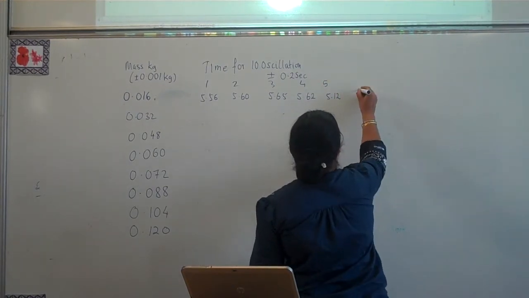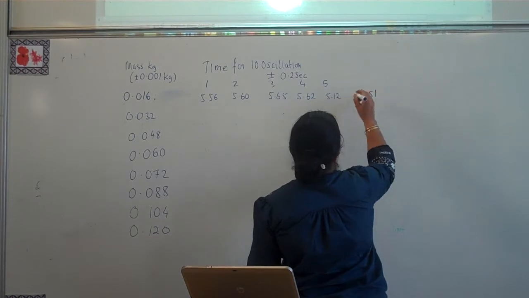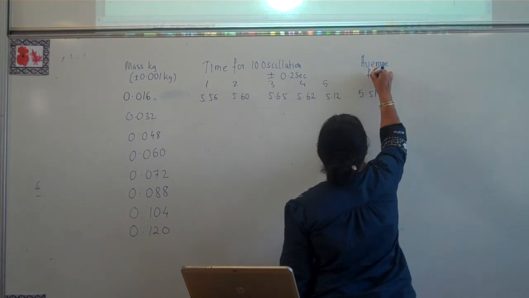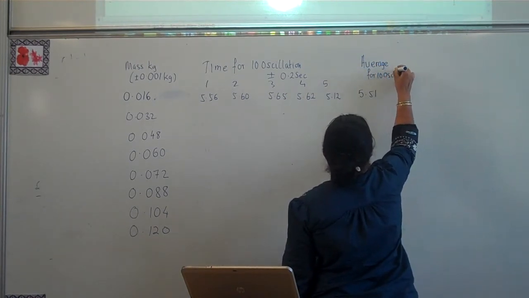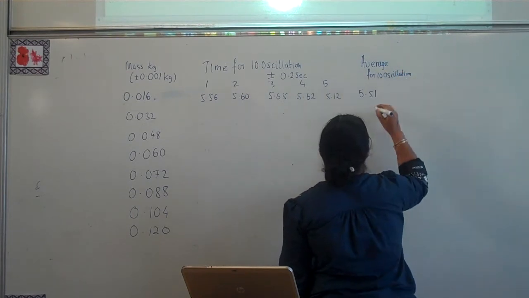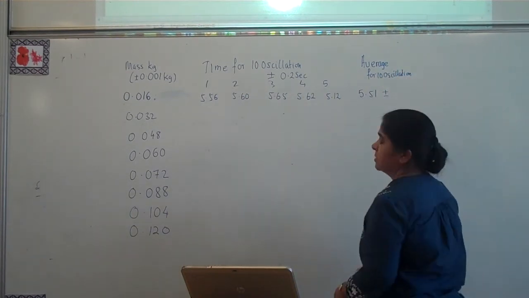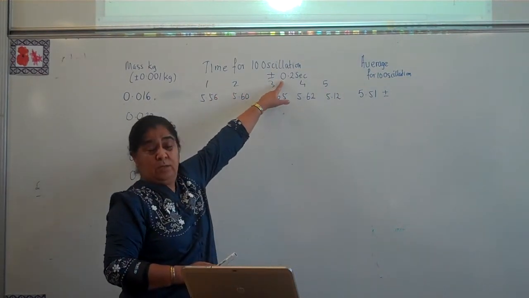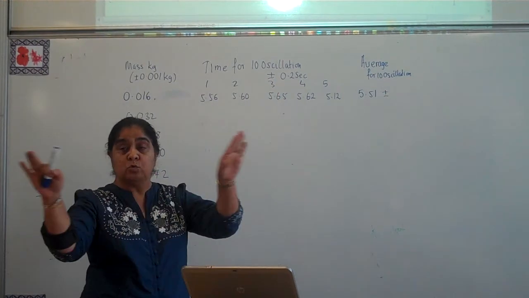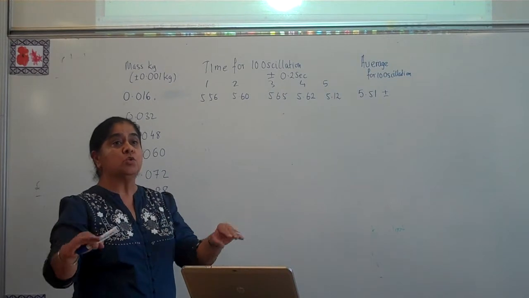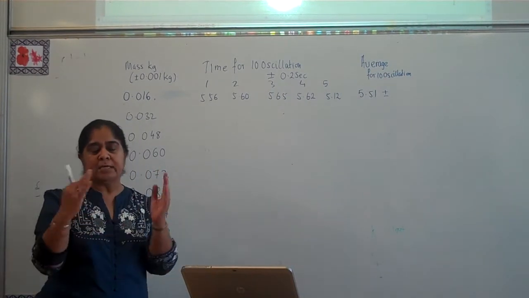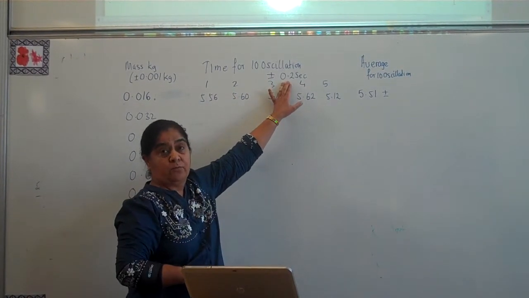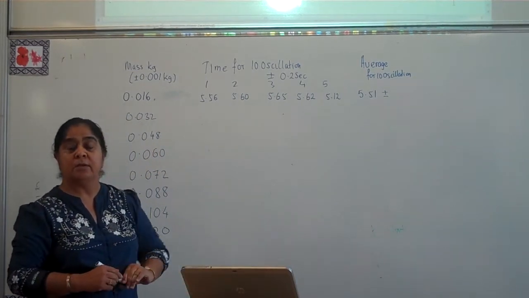So the initial average is 5.51 for 10 oscillations, average for 10 oscillations. And then what you do is plus and minus uncertainty. Now, plus and minus uncertainty has got nothing to do with this value. This one you will keep as it is, no use in calculations at all. Just to let us know, as well as you know, that there is a reaction time error for which you're accounting. Okay, but you're not using that anywhere in calculation.